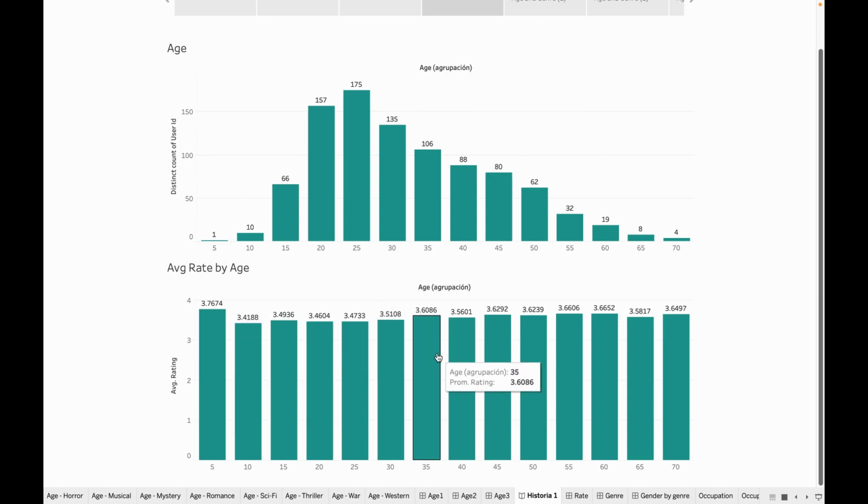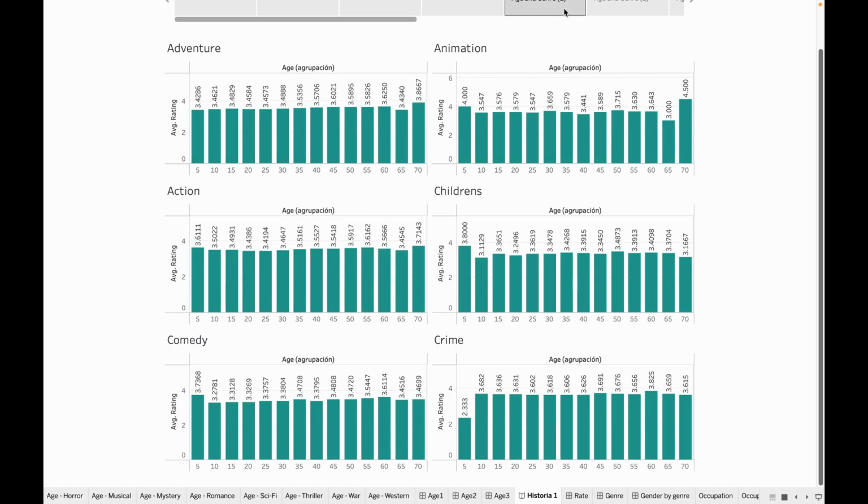So we could see the highest ones are those between 45 and 65, and the lowest ones are those from 10 years to 30 years, as can be seen here. And then we are going to analyze the rate by gender and age, and we have it here. Here we have some genres, but we are going to focus on the best and the worst rated that are here.